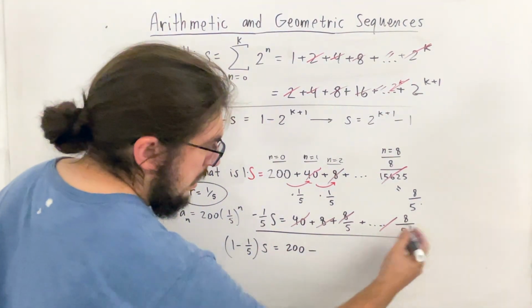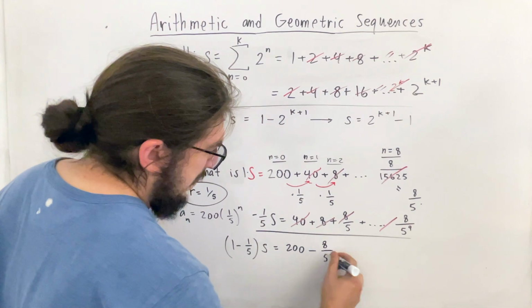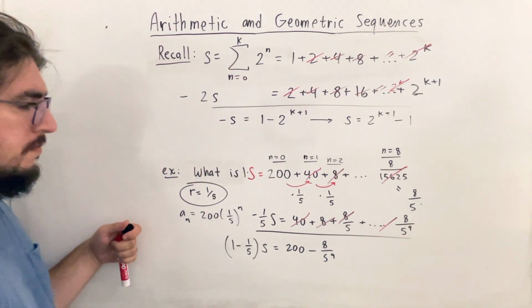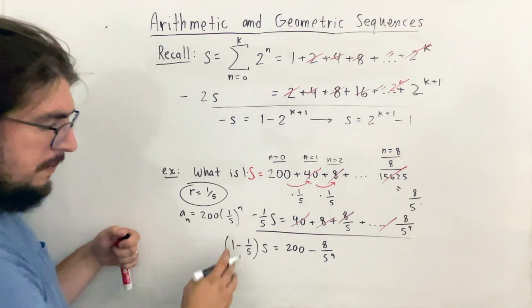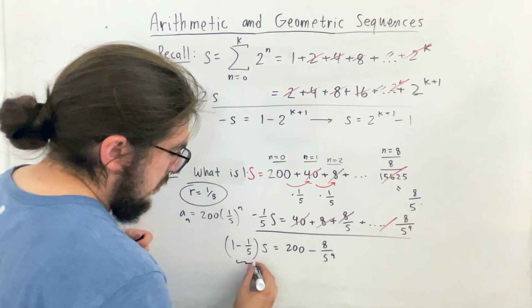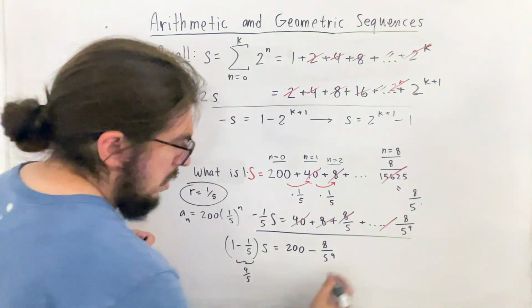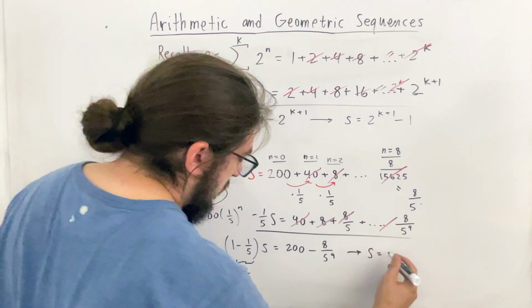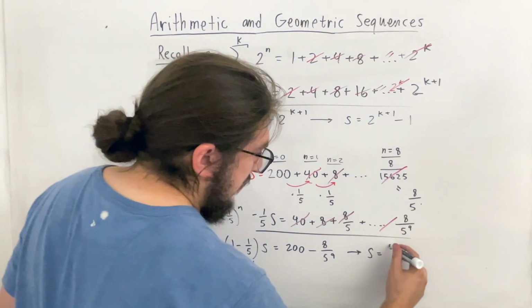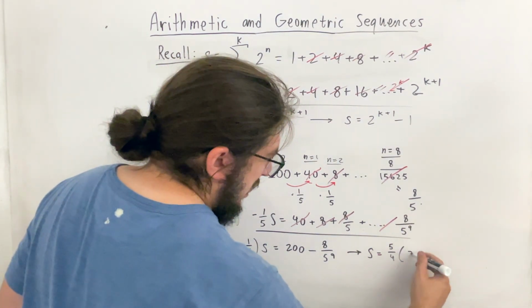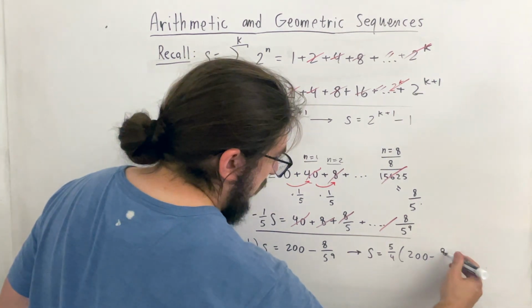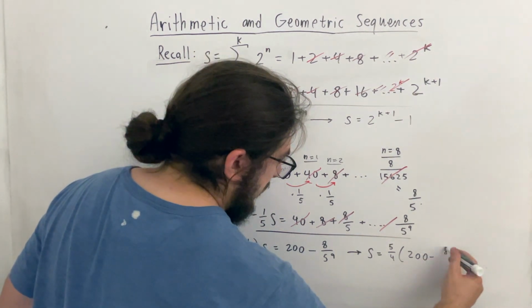So it's 200 minus 8 over 5 to the 9th. And then divide by this, which is 4/5. So really we get S is equal to the reciprocal of 4/5, which is 5/4, times 200 minus 8 over 5 to the 9th.